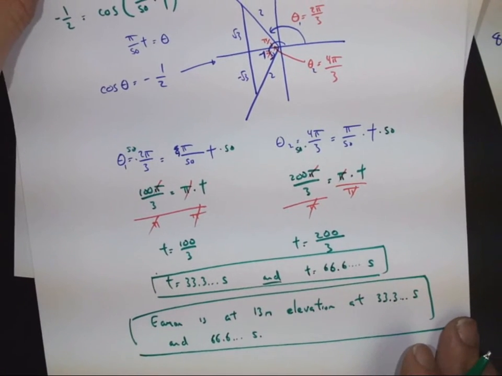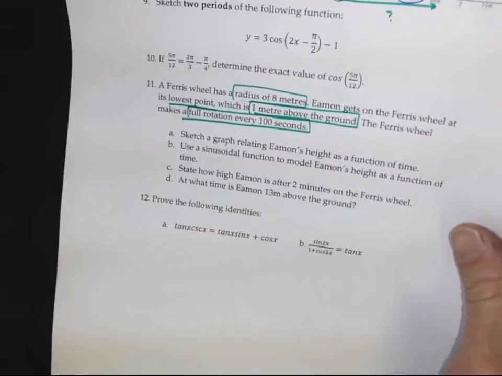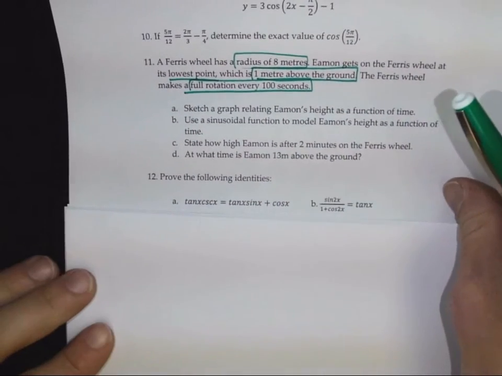All right. So it's time for our last question. Our last question involves some proofs. We're asked to prove two identities.